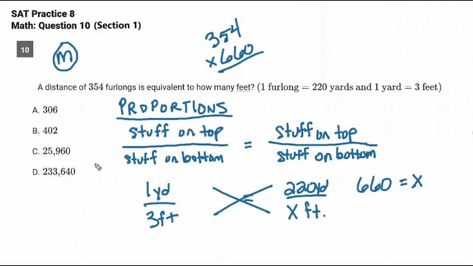But if you want to use your calculator, go ahead. Sure enough, 354 times 660 is 233,640. Answer is D. Get it right. Move on along.